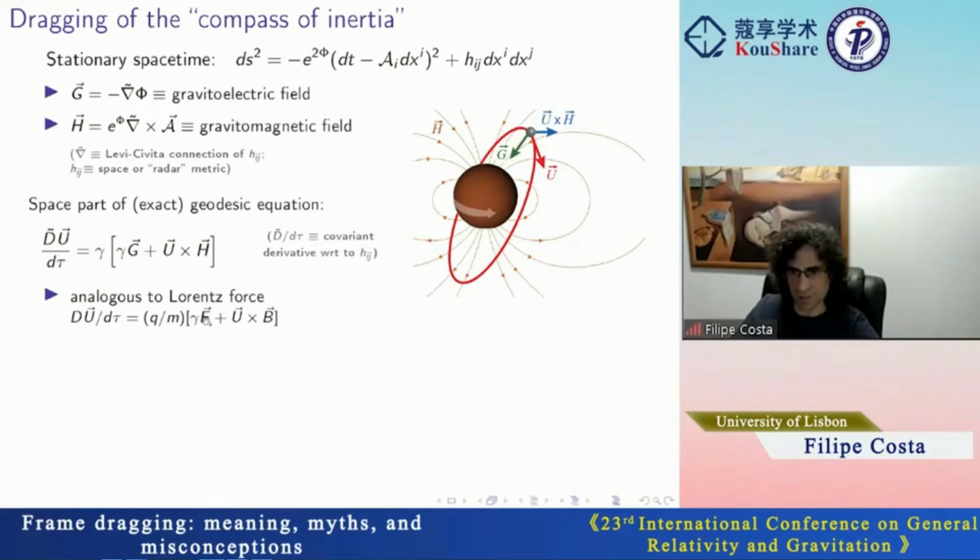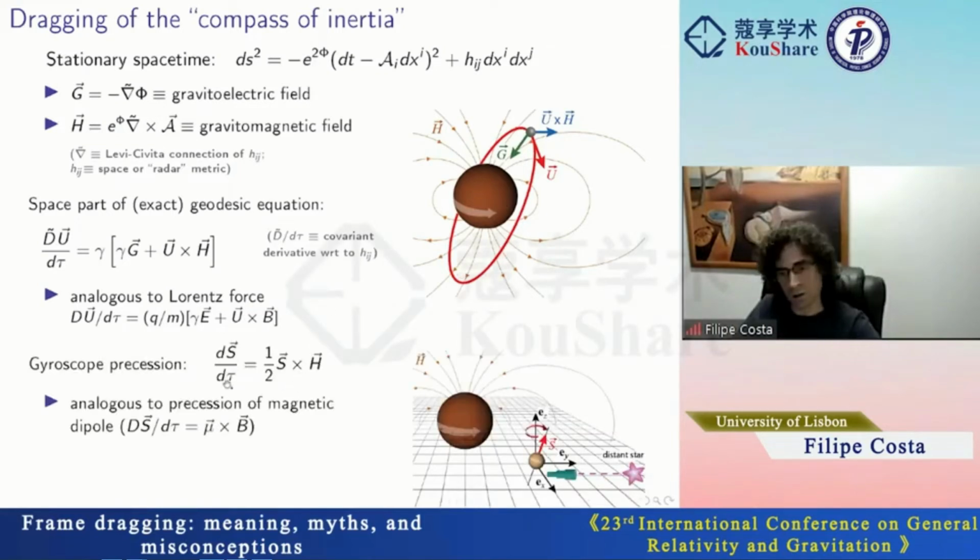a gravitoelectric field mimicking the electric field. We have a gravitomagnetic field mimicking the magnetic field, and like a magnetic field, it will deflect test particles. And it will cause orbits to precess. It is the so-called Lense-Thirring orbital precession. It will also cause gyroscopes to precess. The precession equation is quite similar to the precession of a magnetic dipole.